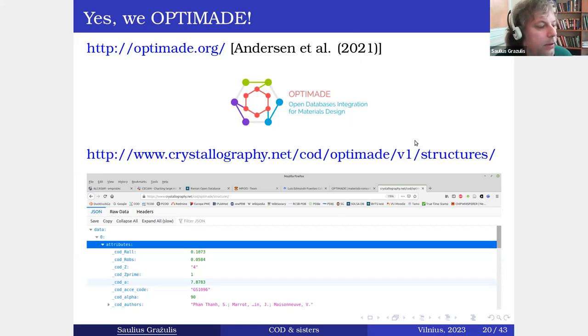And this standard allows you to query any compliant database using exactly the same syntax and get answers in exactly the same way, including answers containing atomic coordinates, okay? Crystallography Open Database also implements OPTIMADE, this version 1, and we are working together with the consortium to also develop and implement the next versions of the interface. So you may want to use that as well.